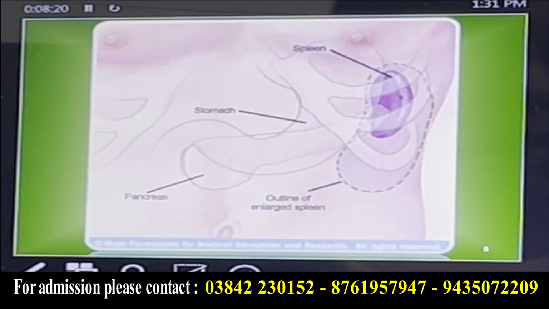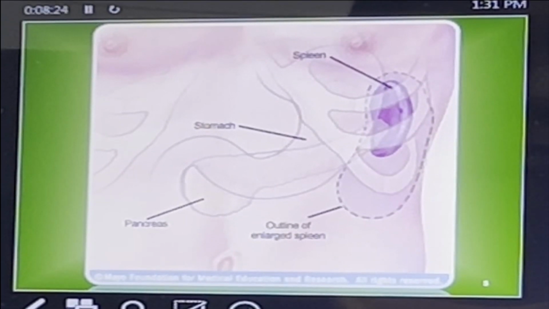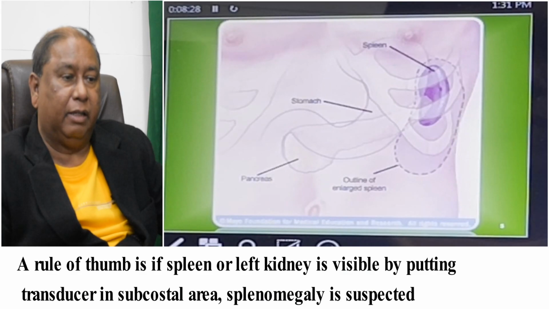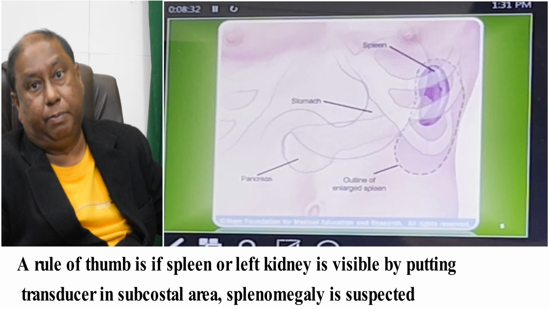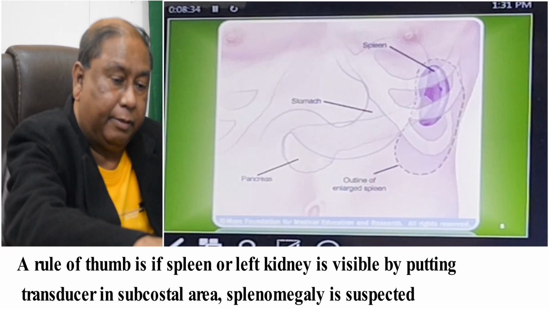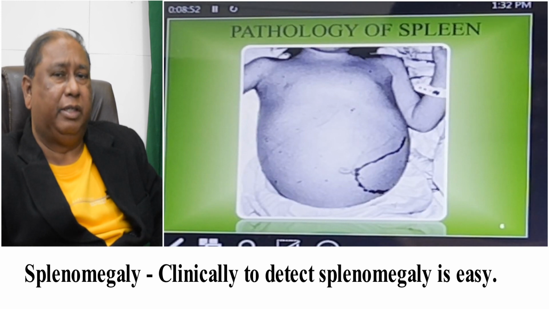The rule of thumb is spleen or left kidney is visible by putting transducer on the subcostal area if splenomegaly is suspected. Splenomegaly can be detected clinically by putting your hands over the abdomen. Very easily you can detect it.